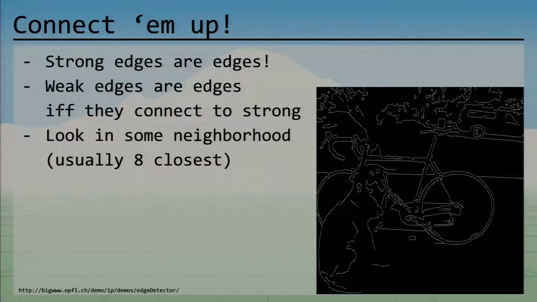There are a few different ways of doing this, but the simplest one is this: all of the strong edges are bigger than this threshold, so we know that they're part of real edges in our image. For any of the weak edges, we're just going to look at their 8 neighbors, the 8 closest pixels to them. If any of those are strong edges, we have a pretty reasonable expectation that that weak edge might also be part of an edge. So we'll add it into our full set of pixels that we've decided are edges.